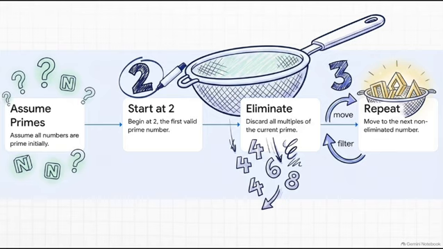So 4, 6, 8, they all get tossed out as non-prime. Then you just move to the next valid number, which is 3, and strain out its multiples. You keep doing this, systematically deleting multiples at every single level. By the end, the only numbers left sitting in your strainer are your pure primes. It's incredibly powerful and fast.